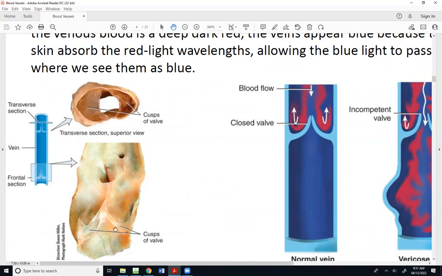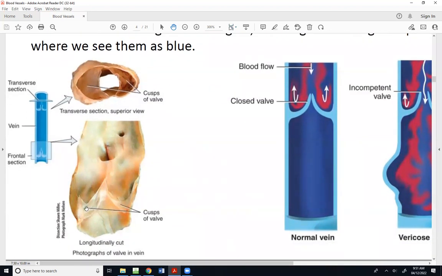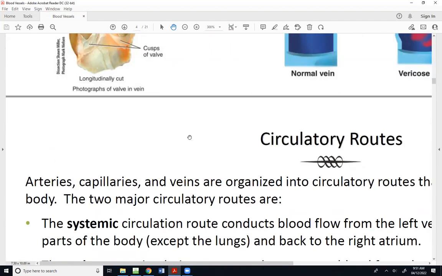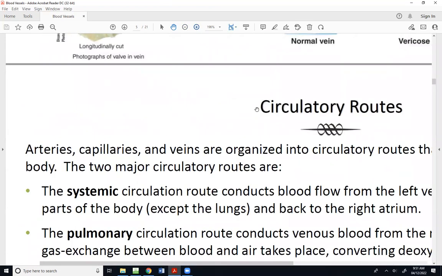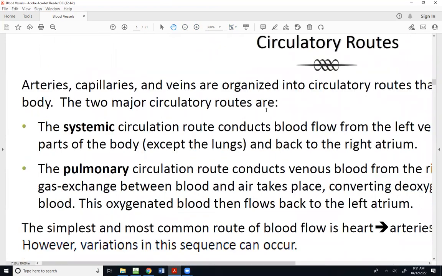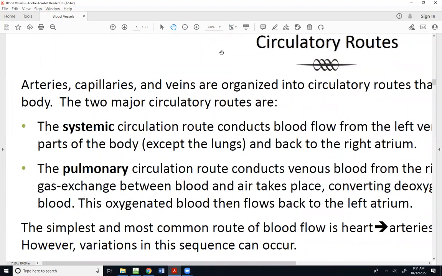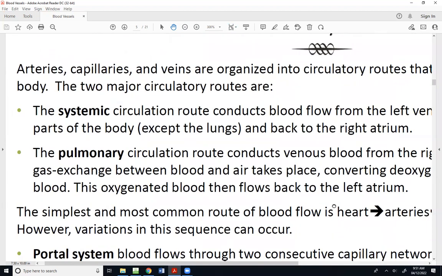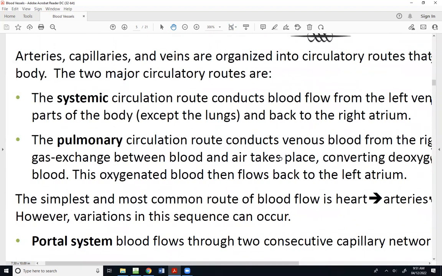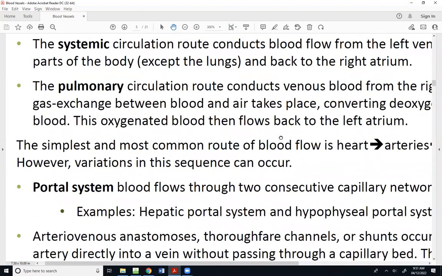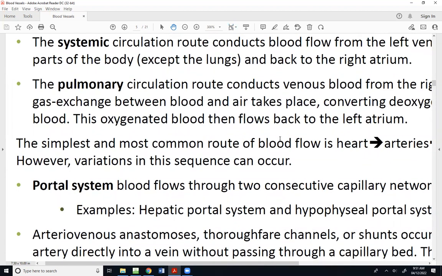Here's the longitudinal section where you can kind of see how the valves are built. But nothing picture-wise on this page would be on the exam. All right, and then our last slide here before we start to perform the identification of the arteries and veins, we want to talk about what we call circulatory routes, which we've actually kind of talked about before back in our last lecture, but we have some other stuff to discuss as well.